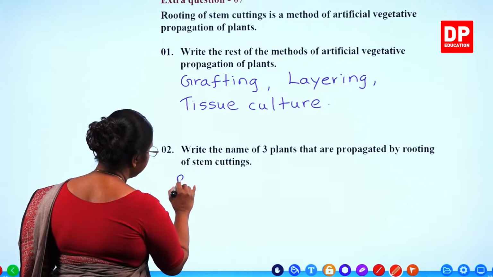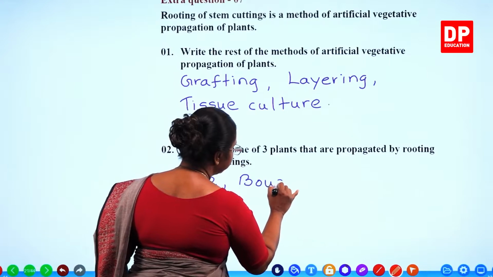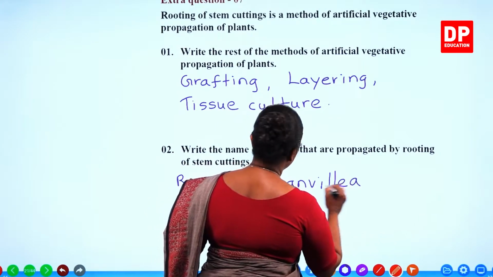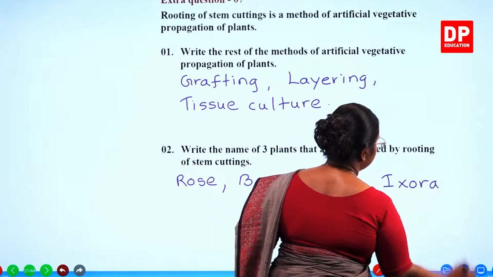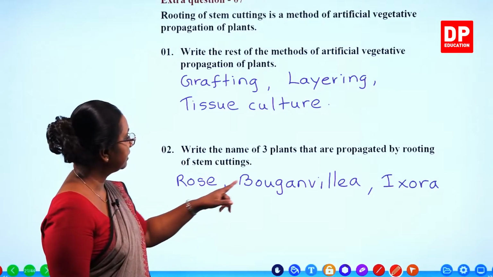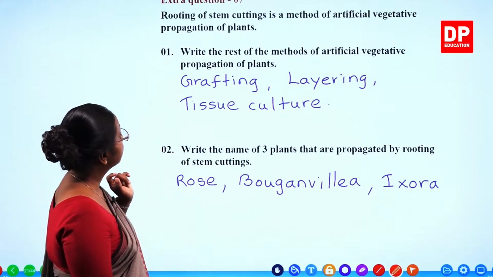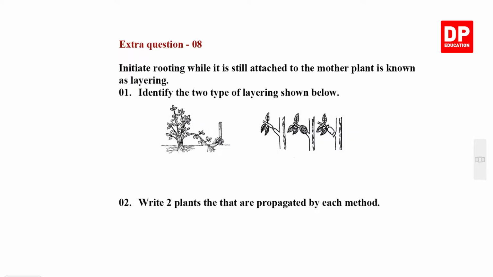I can say rose, bougainvillea, then ixora. All these are propagated by rooting of stem cuttings. So with that, students, I will move on to the next question. Extra question 8.